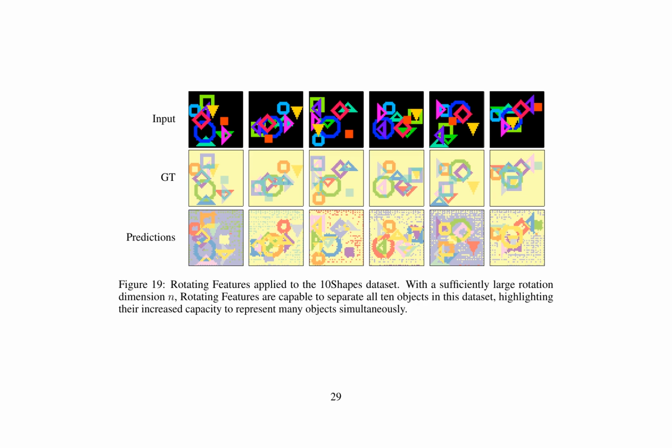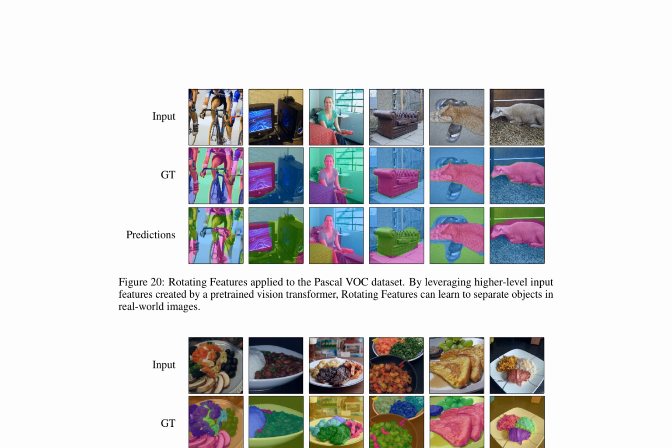The results demonstrate the potential of the rotating features approach in improving object recognition and segmentation in both simple and complex scenes. Further research is needed to address the issue of grouping objects with the background, particularly in scenarios where depth information is not available or reliable. Rotating features, a novel approach, is applied to the Pascal VOC dataset and FoodSeg 103 dataset, leveraging higher-level input features created by a pre-trained vision transformer. This enables the model to learn to separate objects in real-world images, as depicted in figures 20 and 21, respectively.